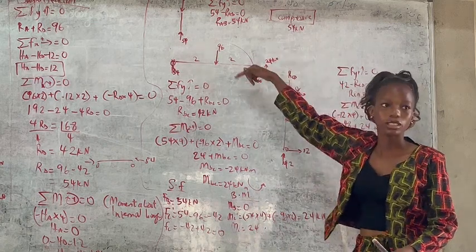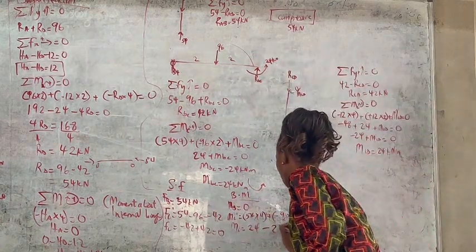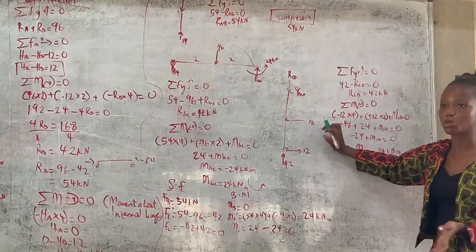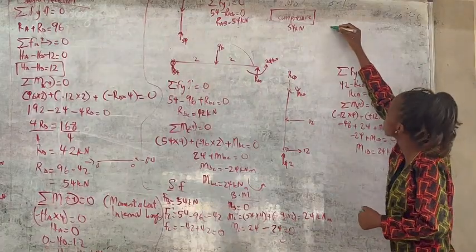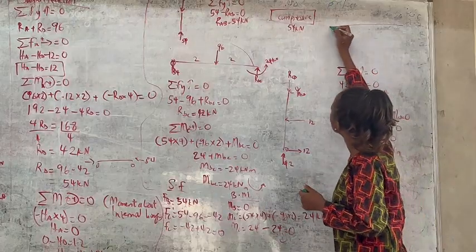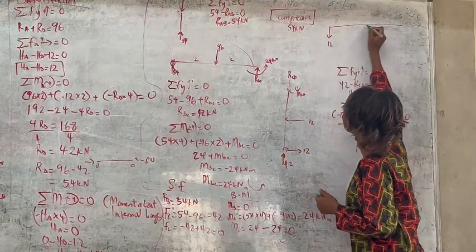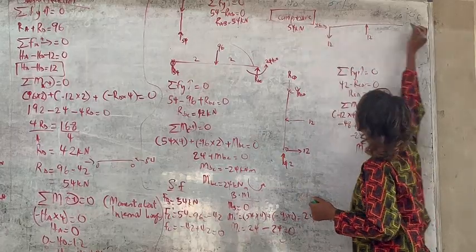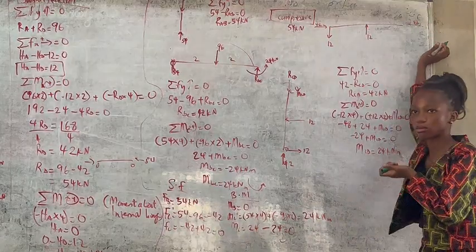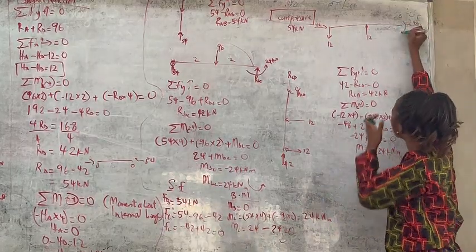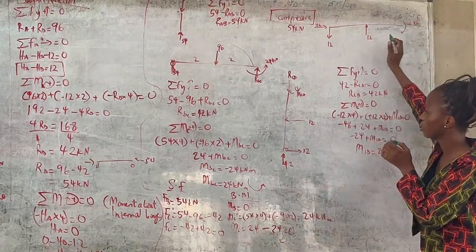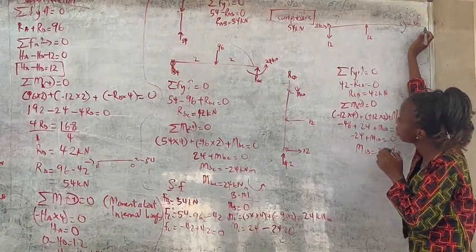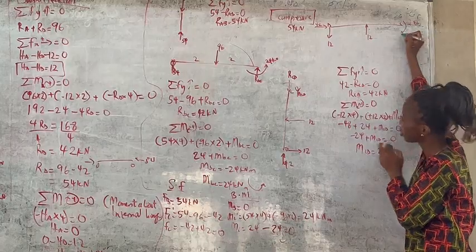What's the direction of this? Anti-clockwise. So that we have minus 24, which is 0. We are done with that part. The next one is this last one. To make it easier, you can tilt it. So tilting it, you are going to have 12, 12, then reaction here, clockwise as well.